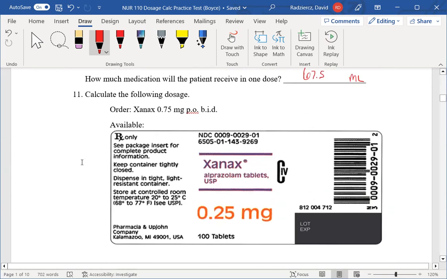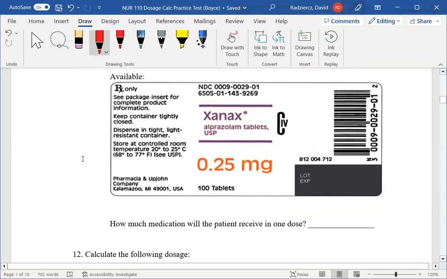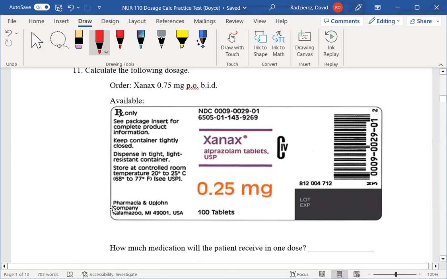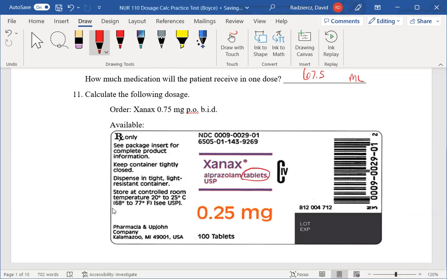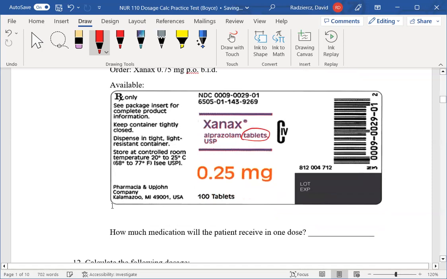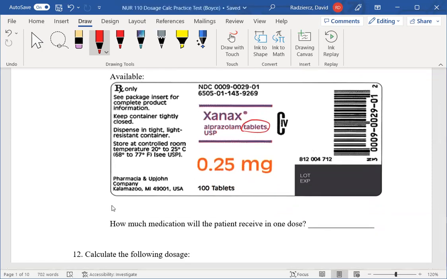All right. So here's an example now with a label listed. The order is Xanax 0.75 milligrams by mouth twice a day. Your question says, how much medication will the patient receive in one dose? So we need to look at the label and see how this is administered. It doesn't tell us anything, but there we go, right? Tablets. So what's your answer going to be? Your answer is going to be in tablets. So I'm just going to abbreviate that tab.